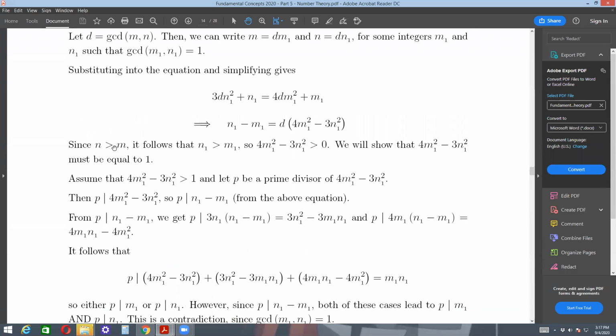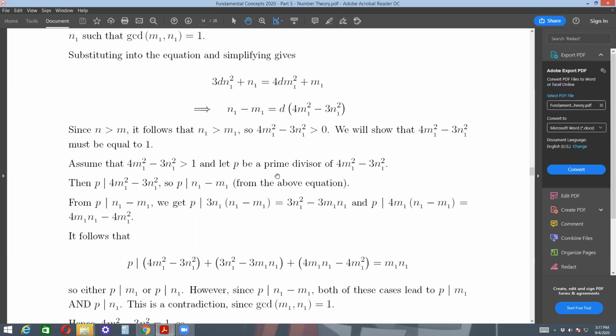Since n is more than m, it follows that n1 is more than m1. So this thing is positive. It means that this must be positive as well. So we'll show that this has to be equal to 1. First, if you assume it's greater than 1, it has a prime divisor. So let P be a prime divisor of this. P divides this, but remember this times D gives you this. It means that P also divides this, N1 minus M1. So we're going to use these two and try to figure out what P could be. I have two congruences and two unknowns, so that's enough to solve.